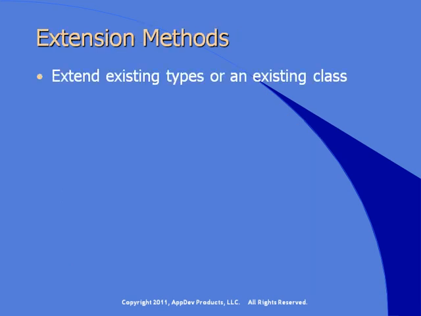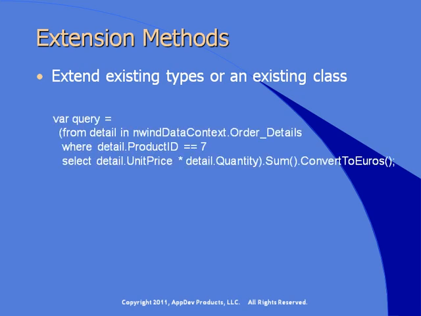Extension methods extend existing types or an existing class. So here I want to know total revenue for product 7, but I want it in euros. So we first have a simple aggregate query. We're going to get from the order details table, details where the product ID is 7, and then we're going to multiply unit price times quantity, and then we're going to sum that. And at that point, we have a decimal value, but it's in dollars.